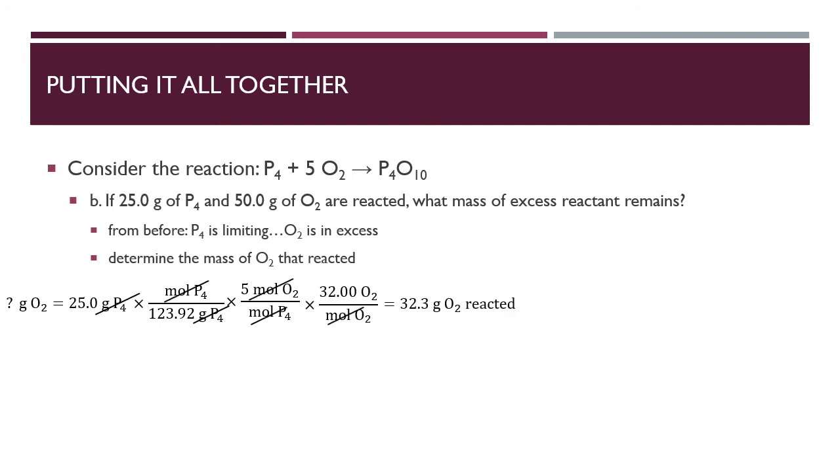Then you can use the molar mass, and that will tell us that 32.3 grams of oxygen reacted. Well, if 32.3 grams of oxygen reacted, I can subtract that from my initial mass of 50 grams, and that will give me 17.7 grams of O2 remaining.